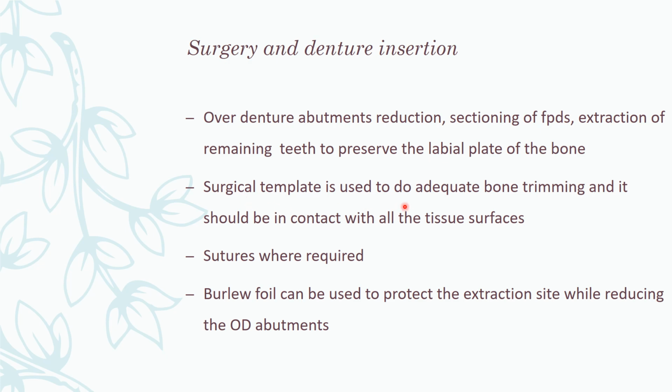Surgical template is used to do some adequate bone trimming, and it should be in contact with all the tissue surface. Of course, this can be checked and used for trimming. Sutures, where required, should be placed. Foil can be used to protect the extraction site while reducing the over-denture abutment. So this one is basically for the over-denture.